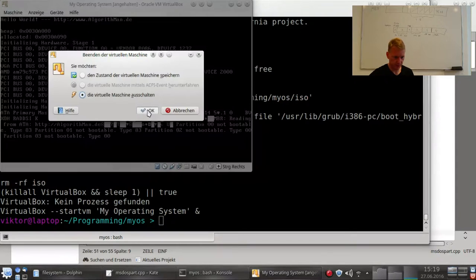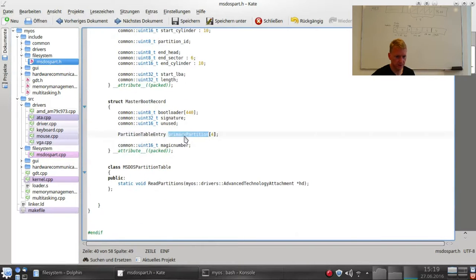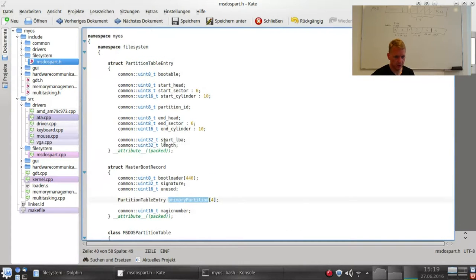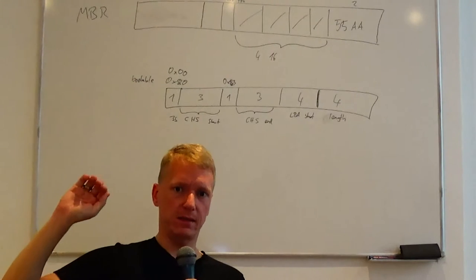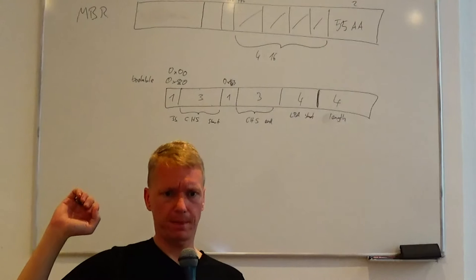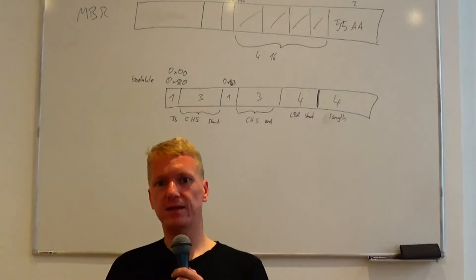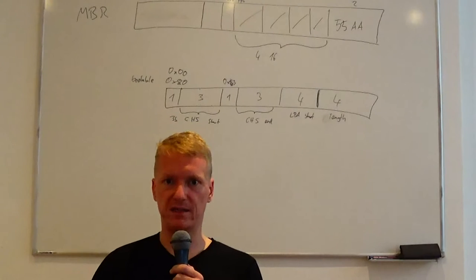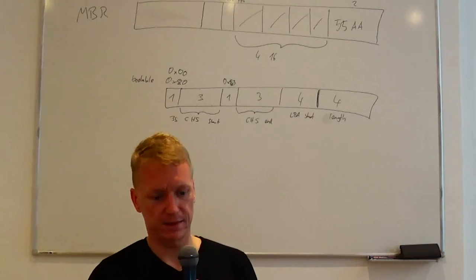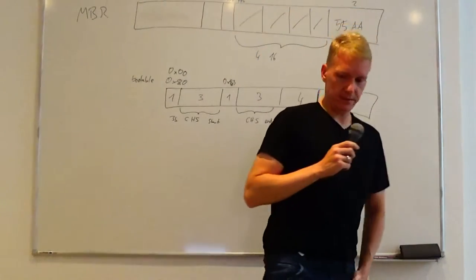And the really interesting part here now is in these partition table entries, this start LBA. This is going to be the offset which we have to add inside the file system. You know, the FAT file system will always add this value to the offsets that it's reading. But yeah, this is all I wanted to show you in this video.